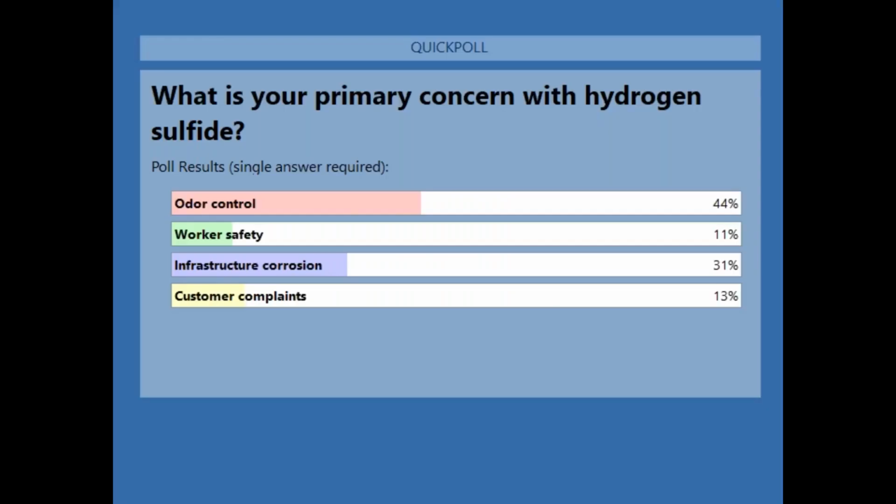Maybe while we're waiting for them to roll in, it's a good opportunity to share the results of the poll. Yes, so 44% have answered for odor control, 11% worker safety, 31% infrastructure corrosion, and 13% customer complaints. Great. And I should comment that the results of these polls are pretty consistent with what we see in the market as we go about our day-to-day lives of providing odor control services.